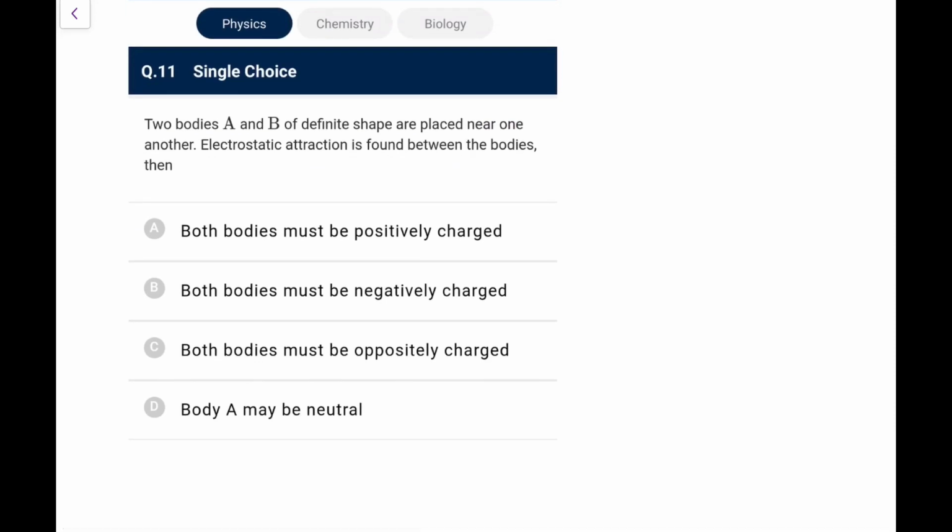Two bodies A and B of definite shape are placed near one another. Electrostatic attraction is found between the bodies. Then both must be positively charged, both must be negatively charged, both must be oppositely charged, or body A may be neutral.